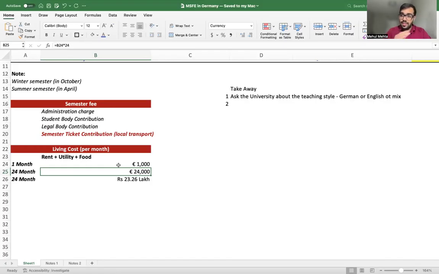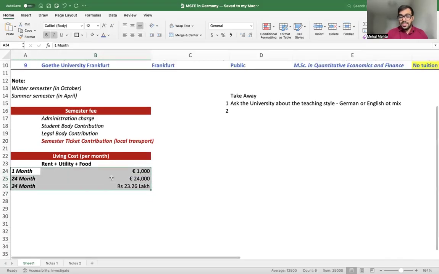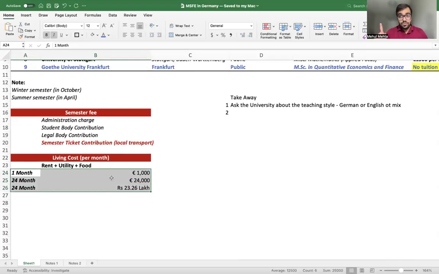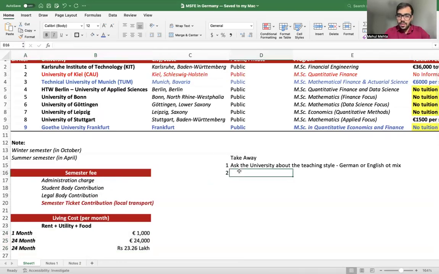So make sure that nothing comes for free. There is a hidden charge. Of course, you would have to pay living cost irrespective of the country. You go to the US, the UK, Germany, any country, you have to pay the living cost. But again, the living cost in Germany is pretty high. So when someone says there's no fee, you would end up paying 24 lakh rupees just for the living cost. So the second takeaway is this.